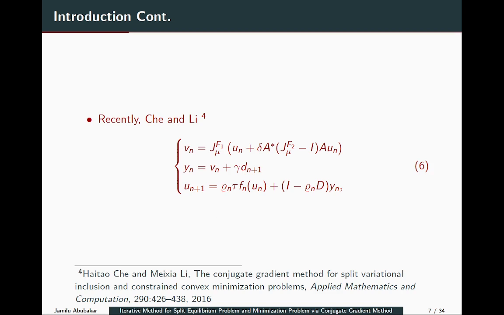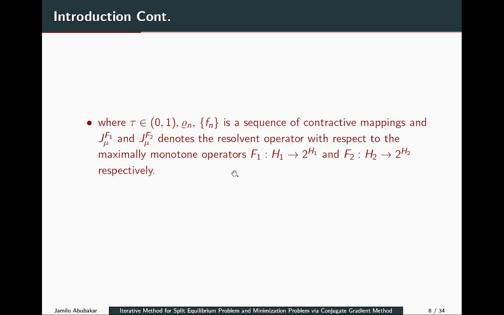So recently, Chi and Lee used the idea of the conjugate gradient method from the fixed point formulation to propose a method for approximating the common fixed point of inclusion with regard to some maximally monotone operators F1 and F2, and the solution or common solution of minimizing a function given by this method, where the delta here is in this, and the sequence is here, and this is a sequence of contractive mappings, and these are the resolvents with respect to the maximally monotone operators F1 and F2.